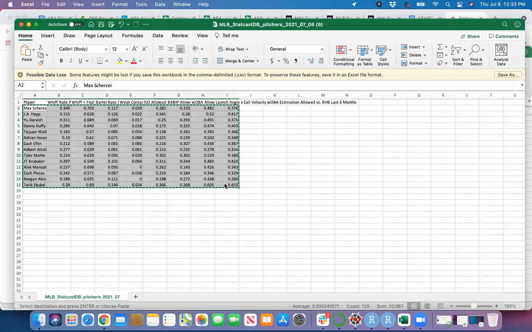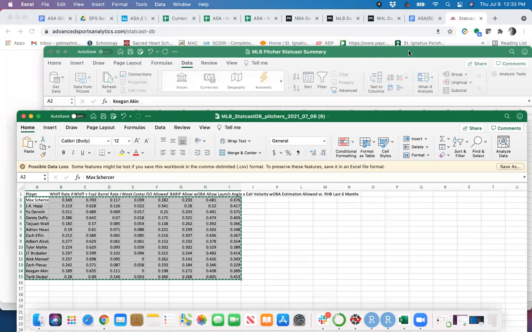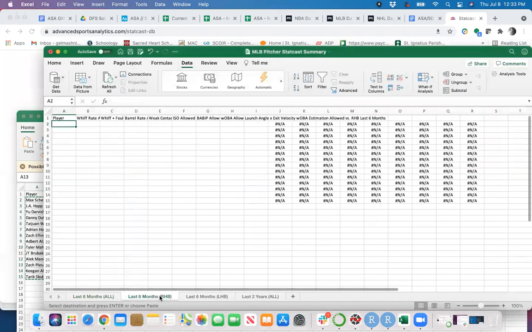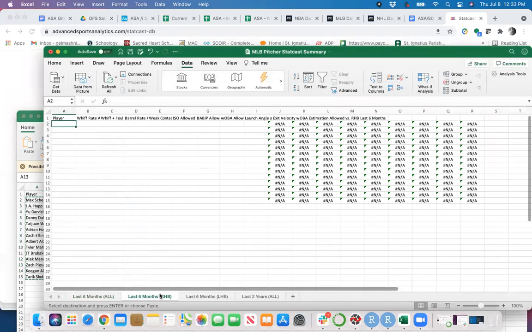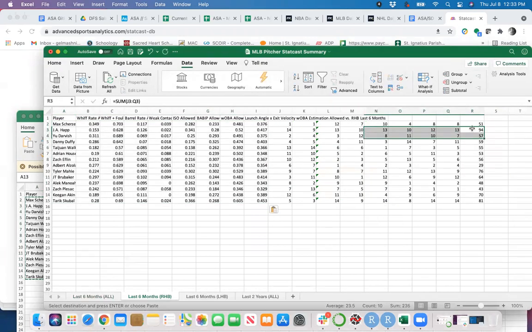Because there might be certain hitters, like if you have a lefty who does well against right-handed pitchers, or a righty who does well against left-handed pitchers, that might be a good way of identifying what batters to go with. So let's go over here, back to my main spreadsheet. Let's paste that in. So you can see I created an extra sheet for last 6 months, right-handed batters, and I could sort that.